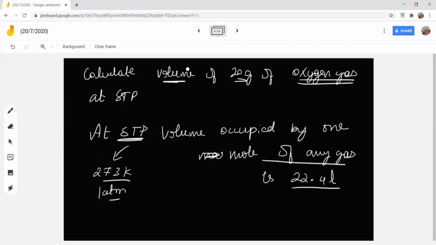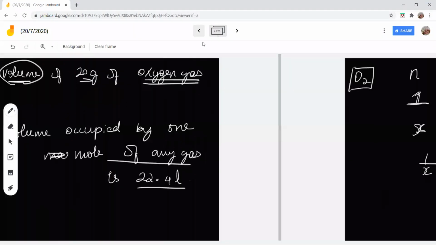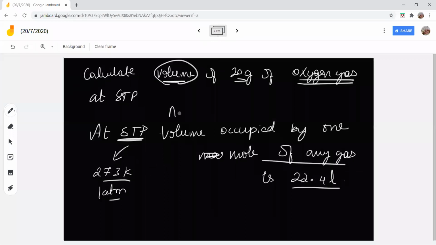But the question is not number of moles. The question is volume. Now tell me what will be the volume occupied by oxygen. So the number of moles of oxygen O2 is 5 by 8 moles. Now tell me the final answer. What is the volume occupied by 5 by 8 moles of oxygen gas at STP?